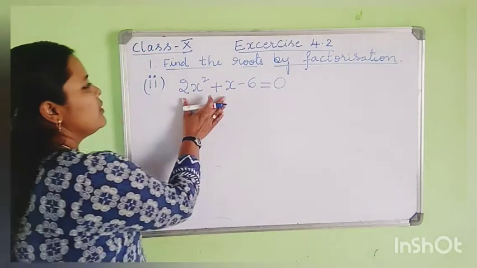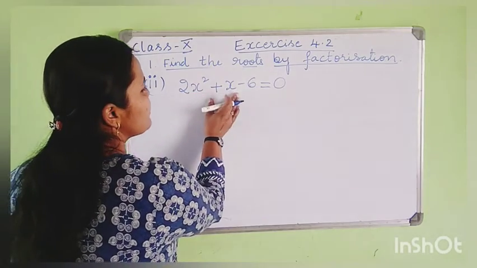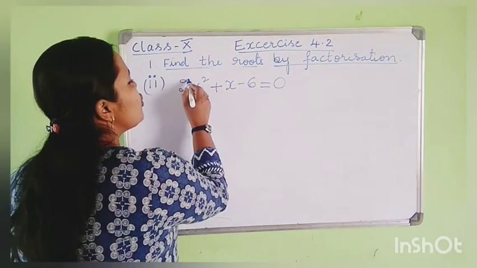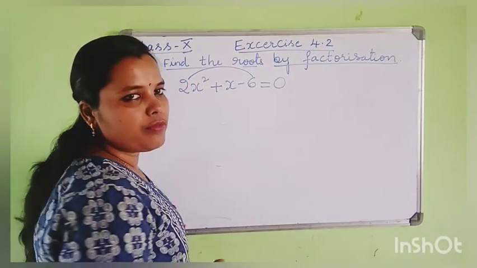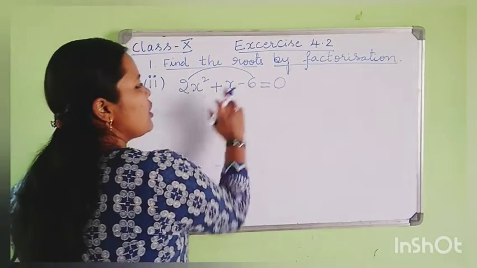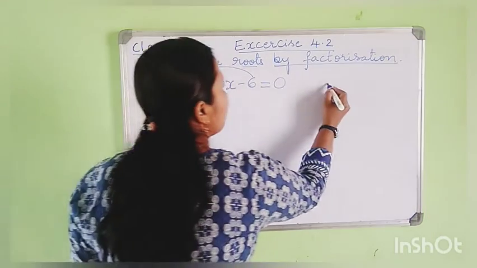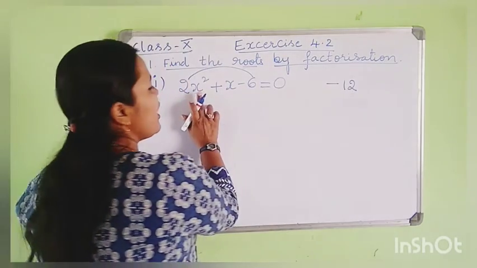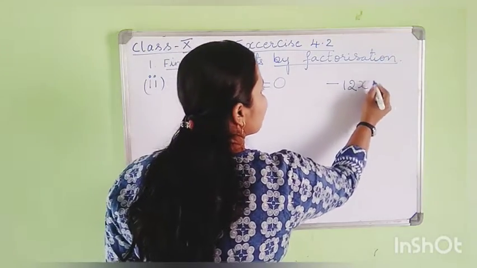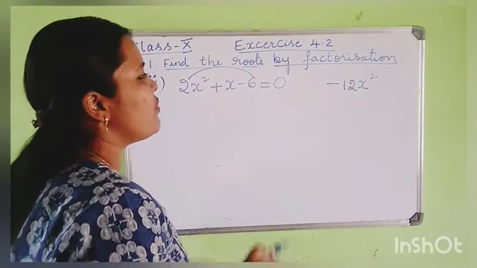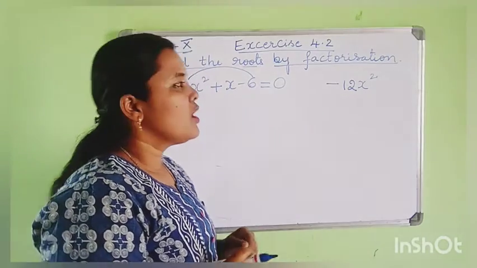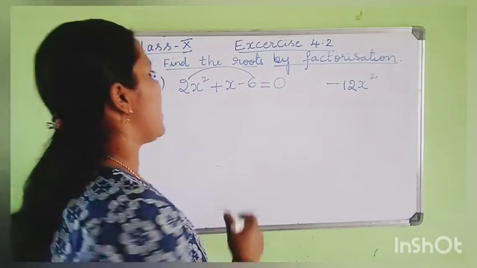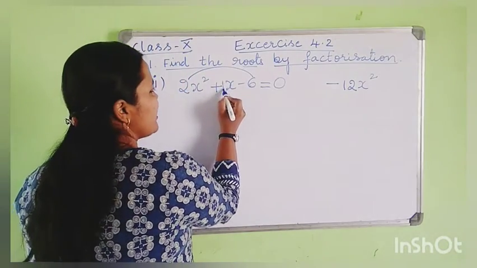Now we'll move on to the second question. In this question, they have given 2x square plus x minus 6 is equal to 0. The same process we follow here. You always multiply the first and the third terms. Along with the sign, you multiply minus 2 into 6, how much? 12, and also we have the variable with degree 2, x square. So now if we multiply any two factors, we should get minus 12x square. If we add and subtract the same factors, we should get 1x, right?